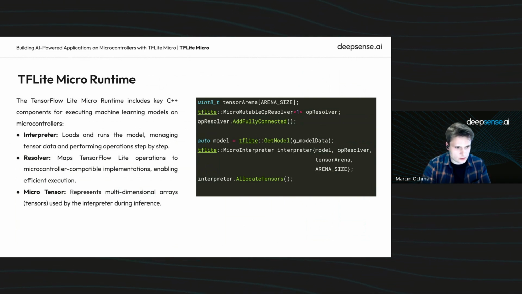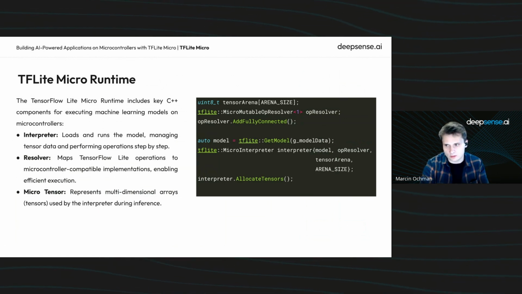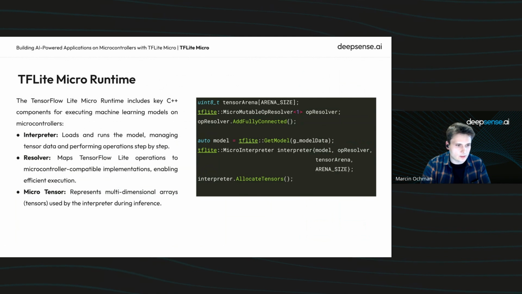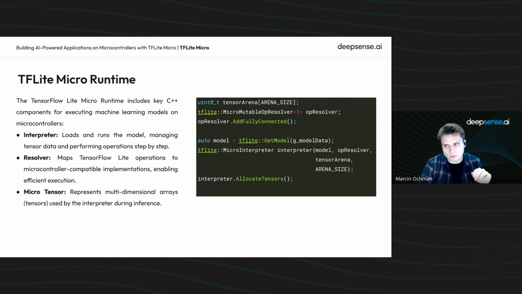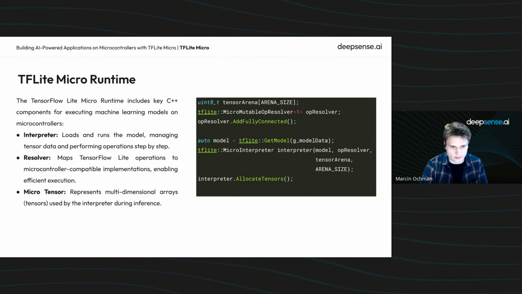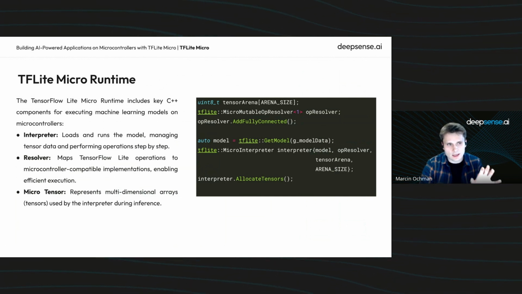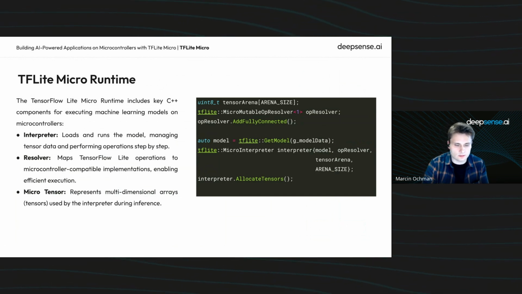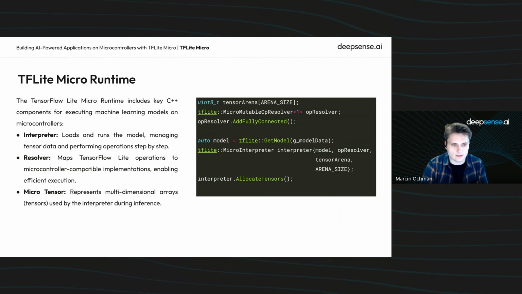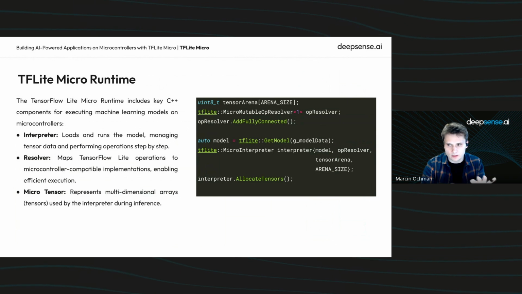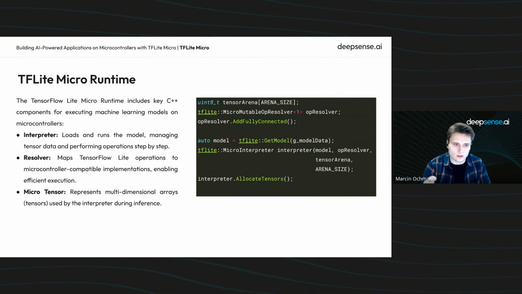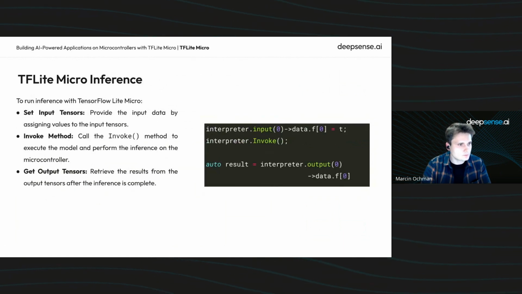What is worth mentioning here is that we have to load the model, and to load the model, the GetModel function is called, and we pass the g_model_data variable, which is our model that was dumped into the C file. So this is basically the binary array holding the whole TensorFlow Lite model.